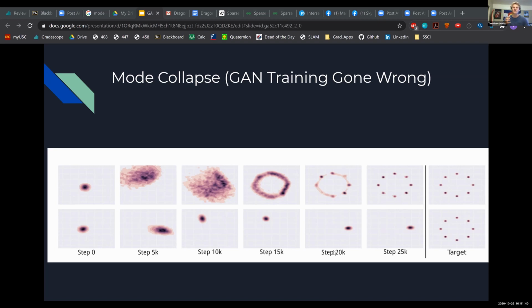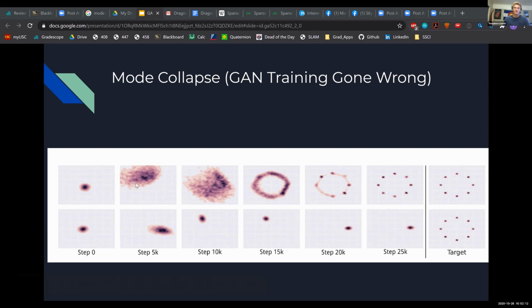And so it's really hard for us to give it a really good function and for it to learn exactly what we want it to learn. So for example, we have our target on the right. This is what we want to learn. It's 8 Gaussian little dots. That's what we're trying to make it learn. And the top row is a good example of training. It starts and this is your generator output. They're all random and centered at the middle because it has no clue what's going on.